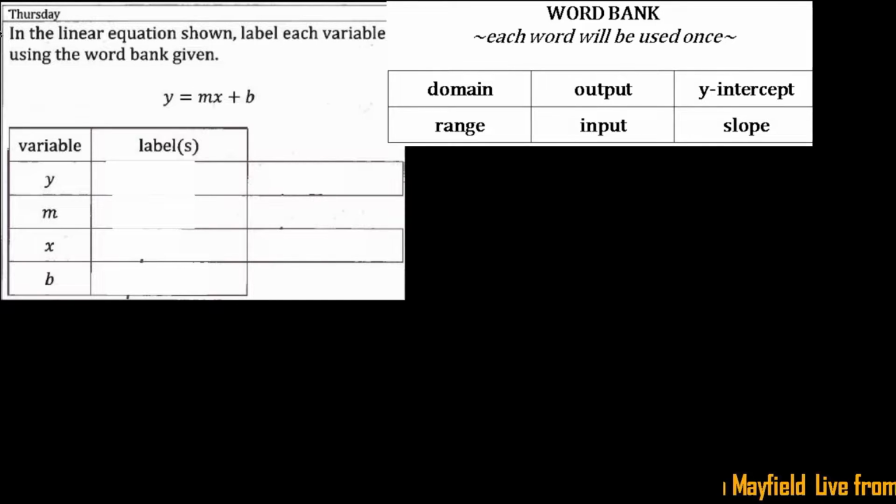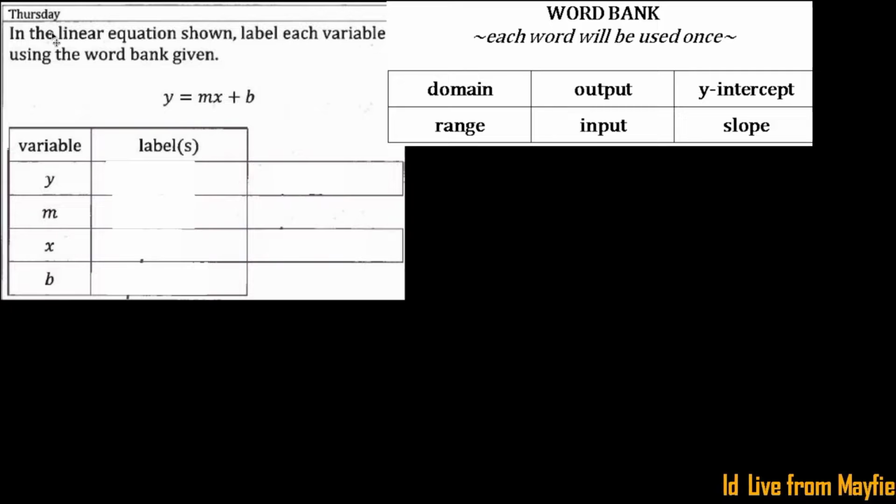In this video, we're working on this Tactical Thursday warm-up, which says, in the linear equation shown, label each variable using the word bank given. And the word bank says this: domain, range, output, input, y-intercept, and slope.